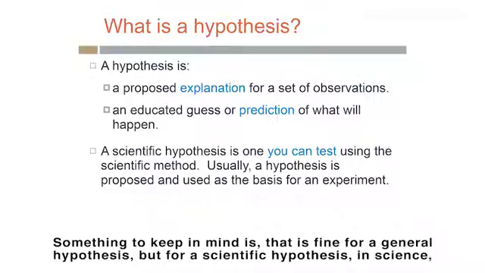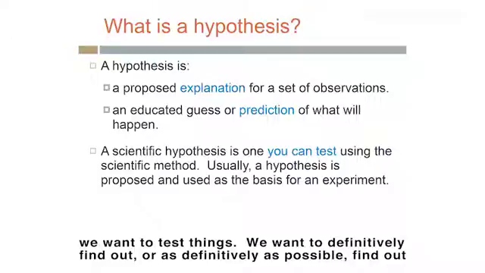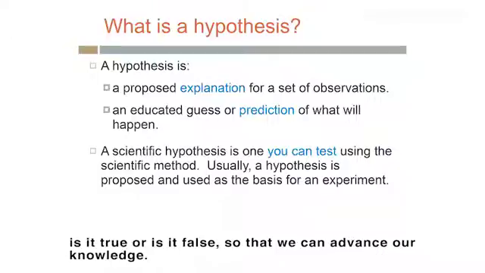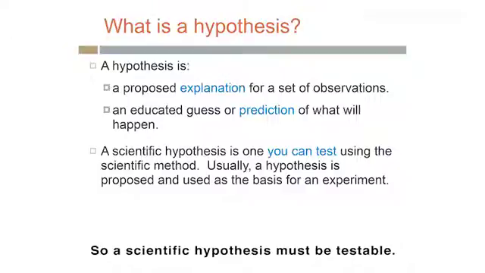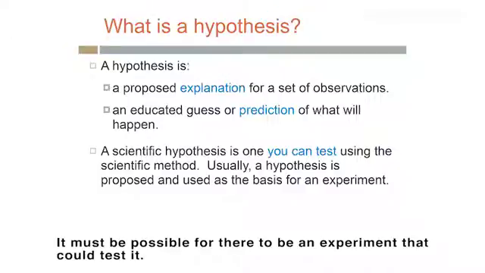Now, something to keep in mind is that's fine for a general hypothesis, but for a scientific hypothesis, in science, we want to test things. We want to definitively find out, or as definitively as possible, find out, is it true or is it false, so that we can advance our knowledge. So a scientific hypothesis must be testable. It must be possible for there to be an experiment that could test it.